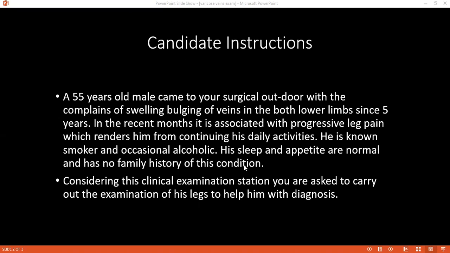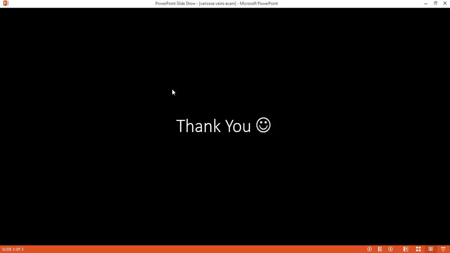If a patient presents with secondary varicose veins, what would you suggest to the patient? I will suggest lifestyle modification, leg elevation, and compression stockings. Okay, you will not operate on the patient, right? Or will you operate on a patient with secondary varicose veins? I will go back to this.